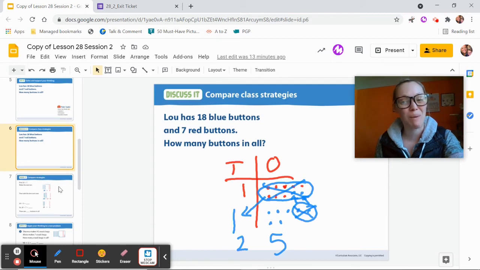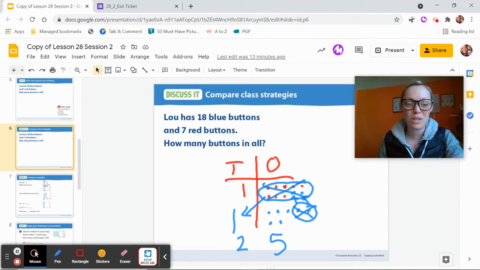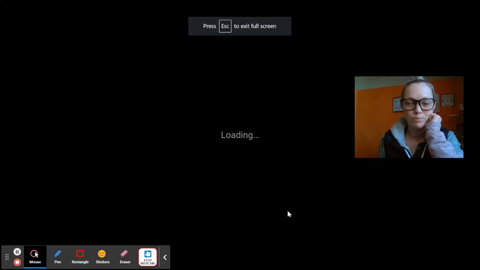This is why we learned about breaking up numbers and showing numbers in different ways, because when you get to adding, sometimes you have to regroup. You have to bundle up. So those were lots of different ways that we could have done this. Let's check out what Ready says we should do.